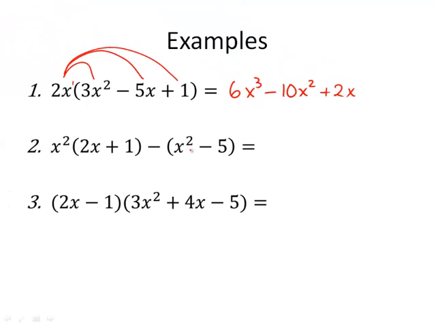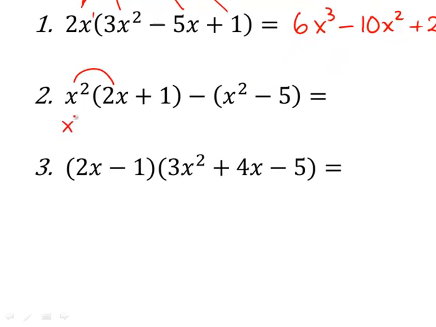Next question, we've got two distributions to make. X squared times 2x gives us 2x cubed. X squared times 1 gives us positive x squared. Now this here is a negative 1. Remember, if there's nothing there, you're distributing a negative 1. Negative 1x squared, and then negative 1 times negative 5 is positive 5.